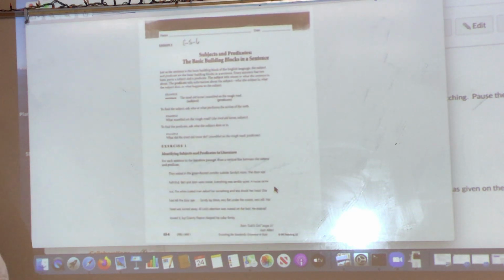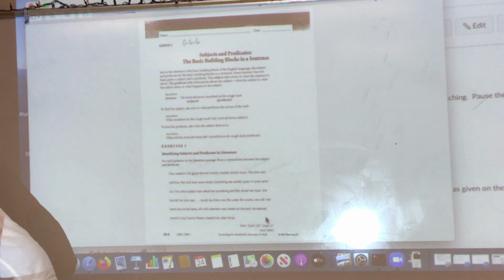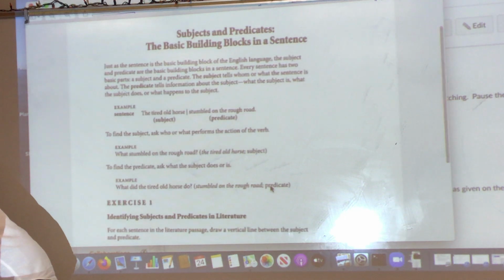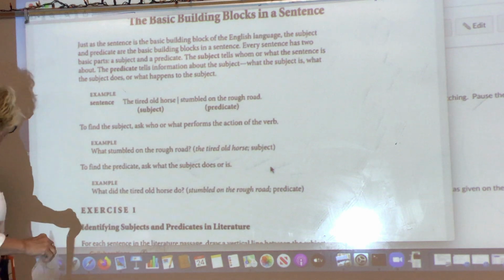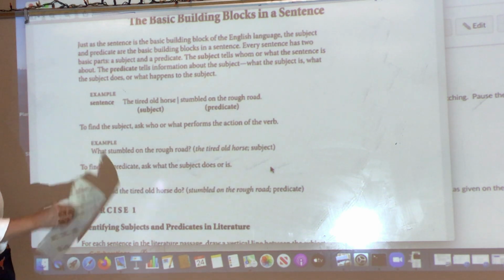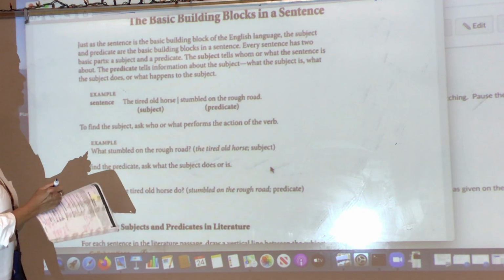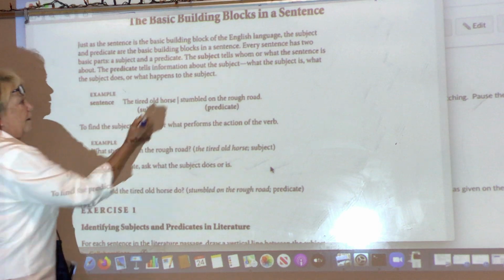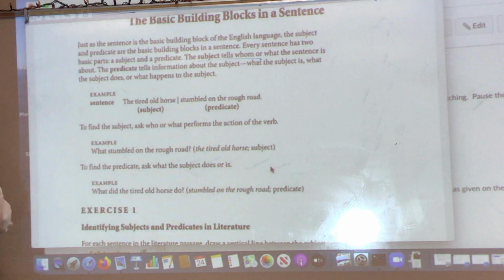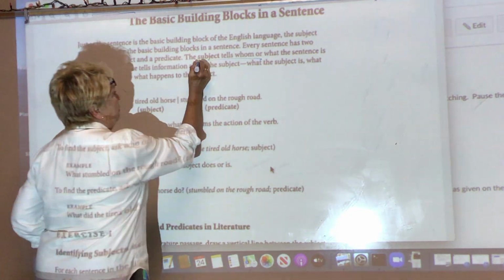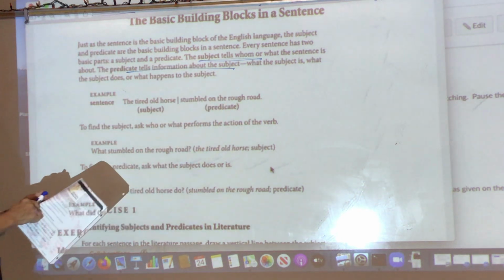Okay. We're going to be looking at this document because it's based on how things are in literature. I want to focus on the top half first, so I'll make that a little bit bigger. In this task today, you are mainly going to be working with identifying the subject and the predicate. They are the basic building blocks, and they have two parts. The subject tells who or what, and the predicate tells what that subject is doing or is having done with them. It gives you information about the subject, what happens to it.